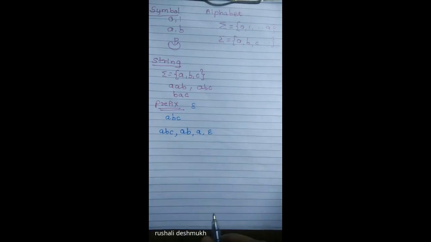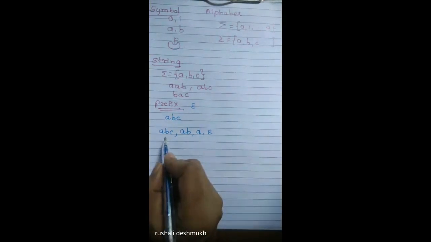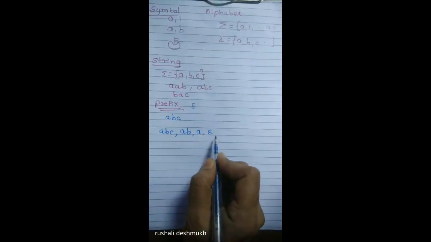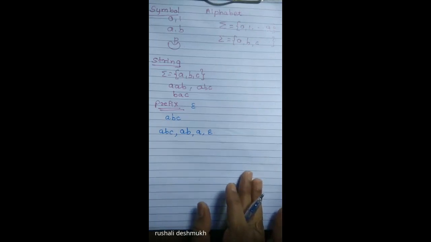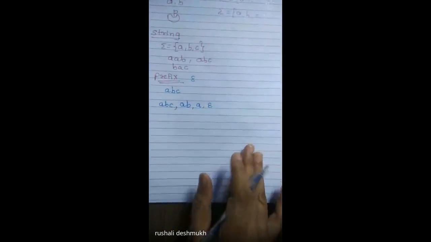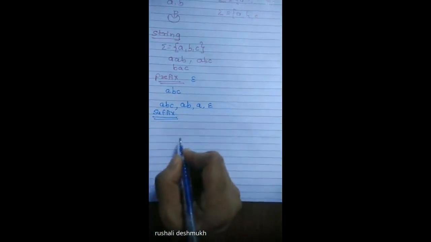So proper prefixes, what are proper prefixes? Prefixes other than the string itself. So proper prefixes of this are AB, A, and epsilon. Is the prefixes clear? Okay. So we'll go for the next term, that is suffix. So what is the suffix of a string? It is the opposite of the prefix.